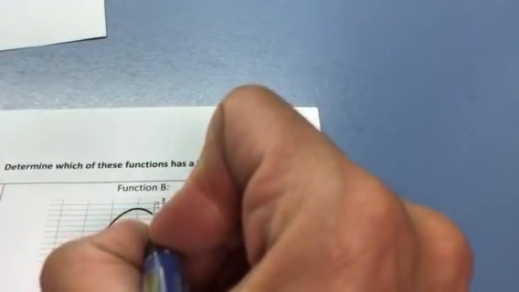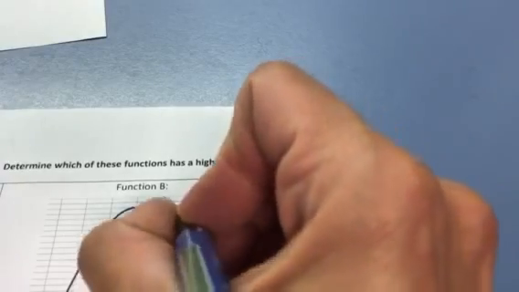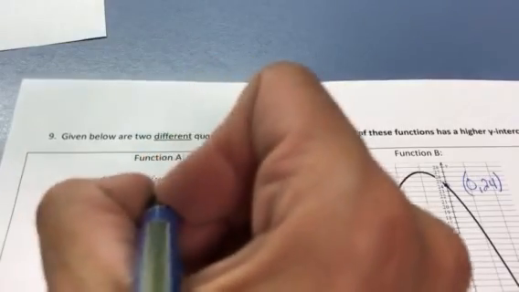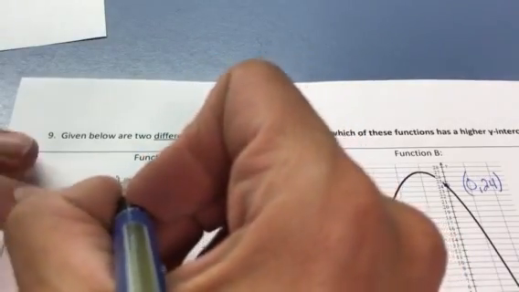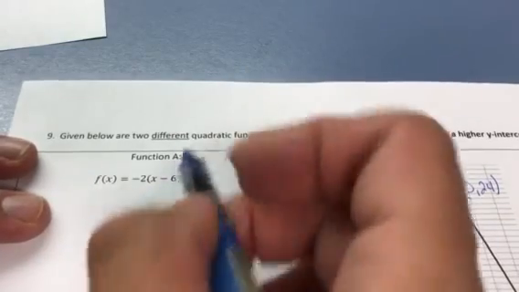Okay, let's move on to number 9. So given below are two different quadratic functions. We got to figure out which function has the highest y-intercept. So if you look at this one, you can already see the y-intercept. That is 0, 24. So what we need to do, and if you look in your flip book, is this is vertex form. This is the top left, the 3 different forms. I need to get this into standard form so that I can see the y-intercept. This is not the y-intercept.